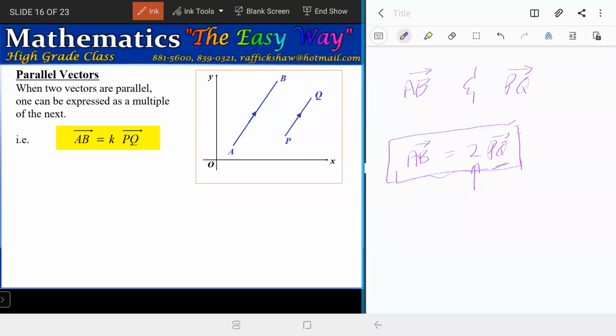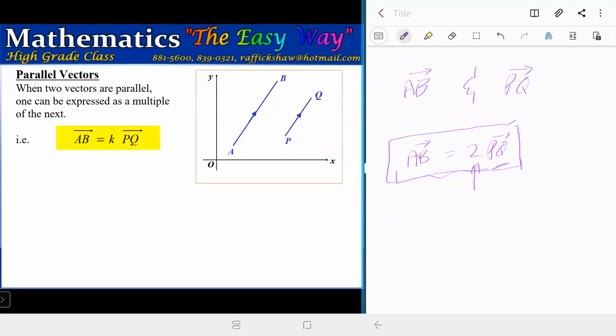All right, and as I said, there are steps that we're going to learn to show that they are parallel. So that's what it means. AB is parallel to PQ since AB is a multiple of PQ.